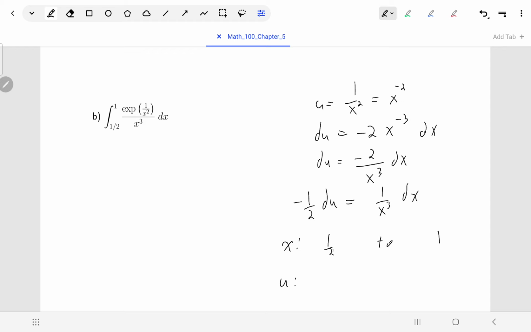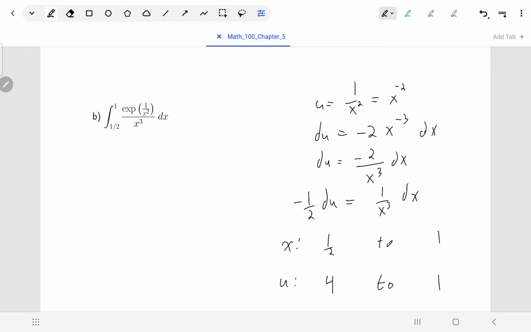So here x is starting off being 1/2. And if x is 1/2, then u would be 1 over a half squared. A half squared is a quarter, and 1 divided by a quarter is 4. And now for the other side of things, when x finishes up at 1, what's the value of u? Well, u would be 1 over 1 squared, which is 1 over 1, which is just 1.